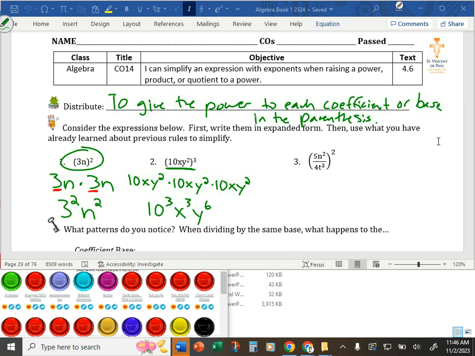That last one, not only do we have parentheses, but we have a fraction too. How fantastic, right? So when we write this out in expanded form, the base of this 2 is this entire thing. The entire thing is being squared, which means that we have 5n squared over 4t cubed times another 5n squared over 4t cubed, right?